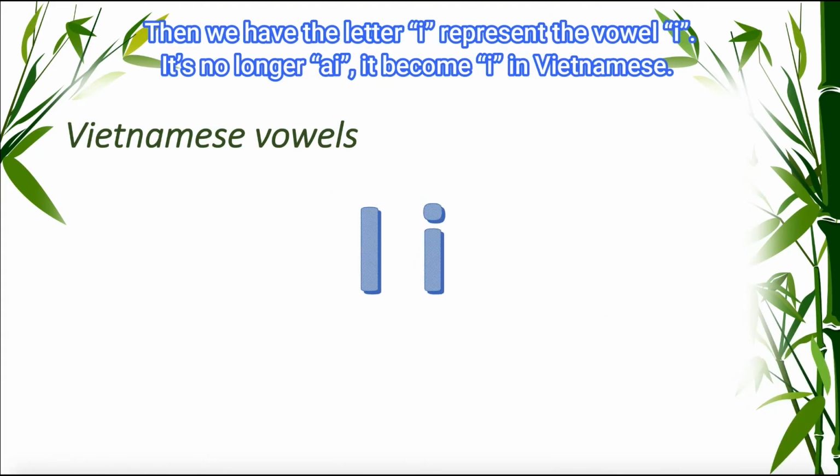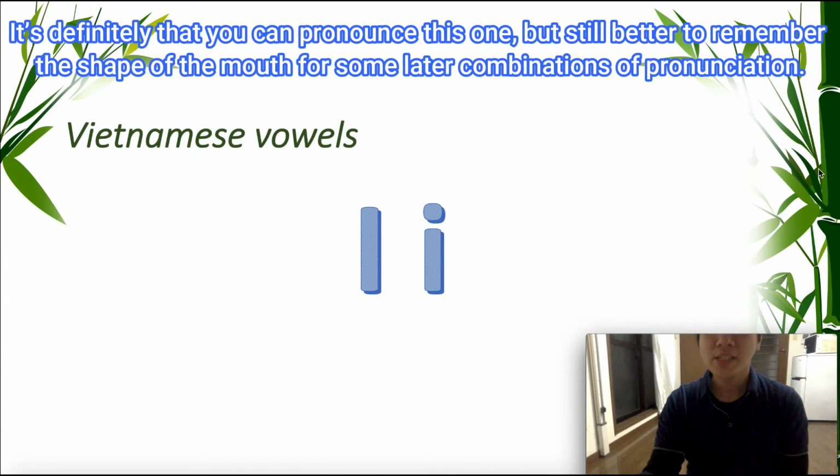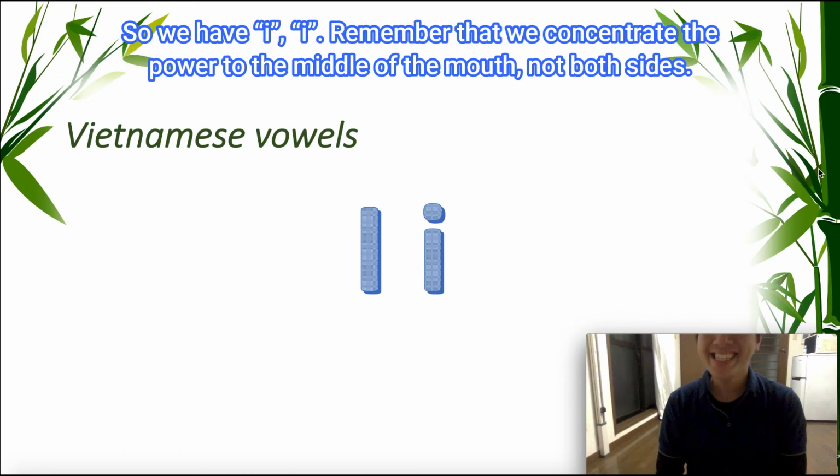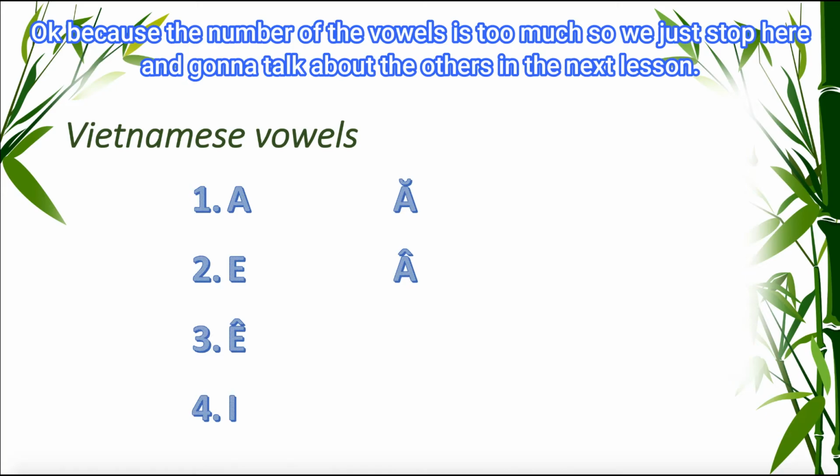Then we have the letter I representing the vowel E. It's no longer I, it becomes E in Vietnamese. It's definitely possible to pronounce this one, but it's still better to remember the shape of the mouth for some later combinations of pronunciation. In this case, we also stretch the mouth to both sides, but different from E. Here we concentrate the power to the middle of the mouth, so we have I. Remember that we concentrate the power to the middle of the mouth, not both sides. Okay, because the number of vowels is too much, we just stop here and will talk about the others in the next lesson.